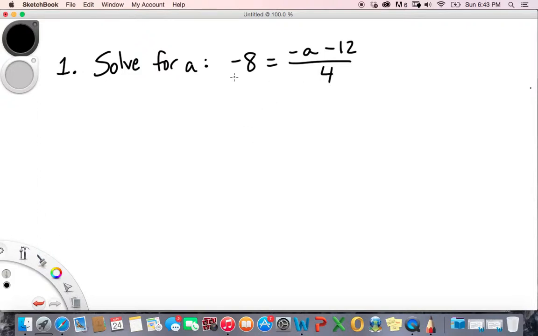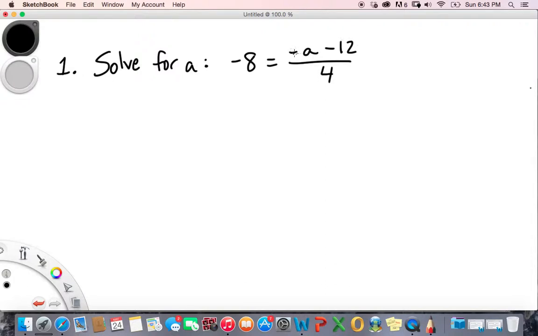So in this first problem, solve for a, and the equation is -8 equals -a minus 12 divided by 4. So what we have to do is we've got to get the a by itself. We are solving for the letter a. That means we need to remove everything that's on the same side of the equation except for the a. So what we have to think about is what's happening to this letter a and what is the order in which we take care of these things.